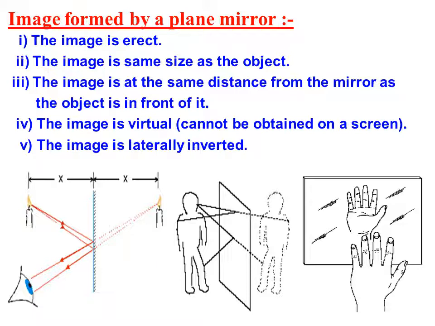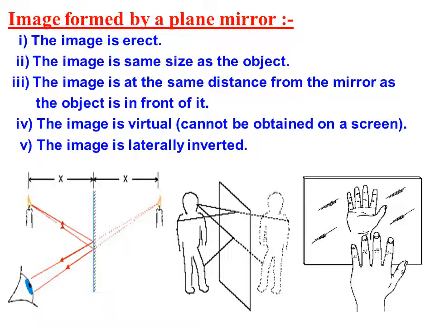Virtual means only your perception is there. That means you will see the image there, but it's not real in case of a plane mirror. But in case of concave and convex mirrors, it can differ. It can be virtual also, it can be real also, depending upon where the object has been placed.